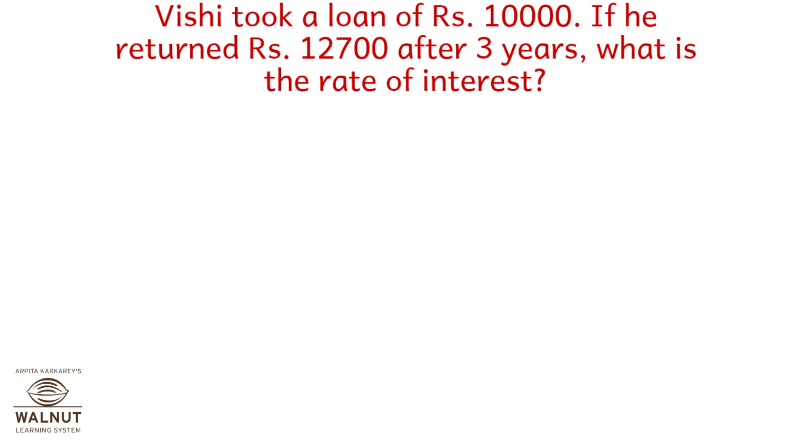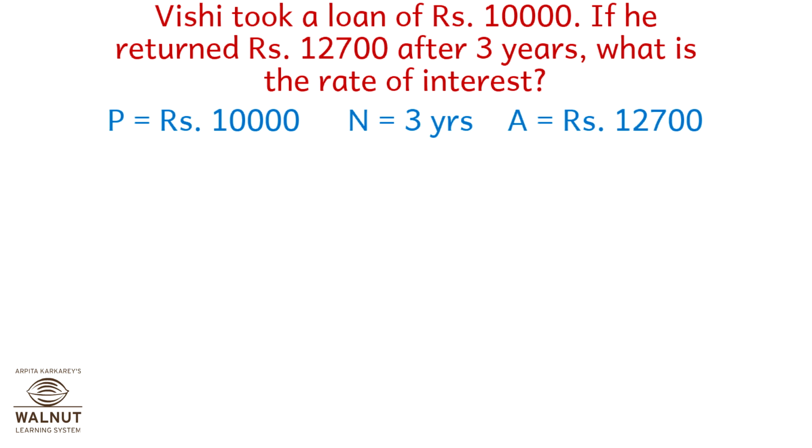Vishy took a loan of rupees 10,000. If he returned rupees 12,700 after 3 years, what is the rate of interest? P is equal to rupees 10,000. N is 3 years. A is rupees 12,700. What is the rate of interest?